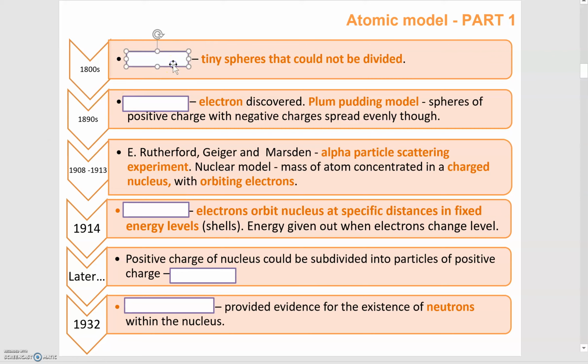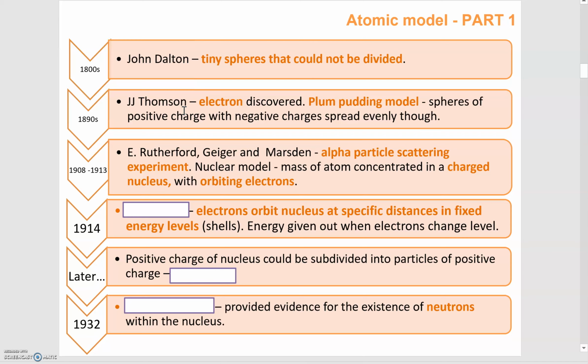So, first one, John Dalton was the one who discovered the tiny sphere that could not be divided. We then had in the 1890s, J.J. Thomson, electron discovery. He discovered the plum pudding model, where if you imagine you had a pudding, the sphere was all positive, with the negative electrons being the plums going around it.